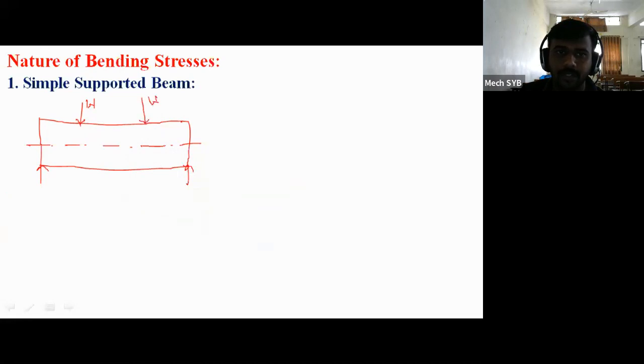This nature of bending stresses is also very important for your numerical solution, because through this particular only we have to understand where bending stress is 0 and where bending stress is maximum.